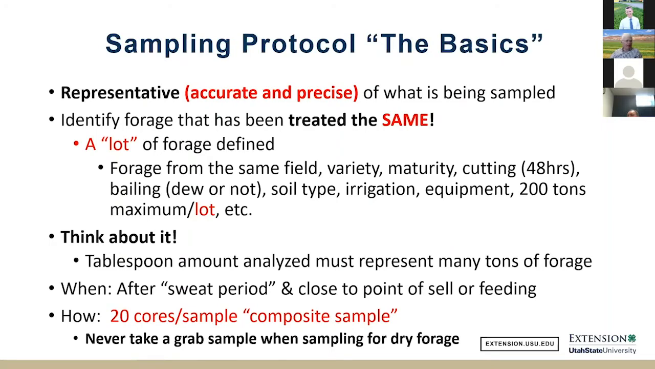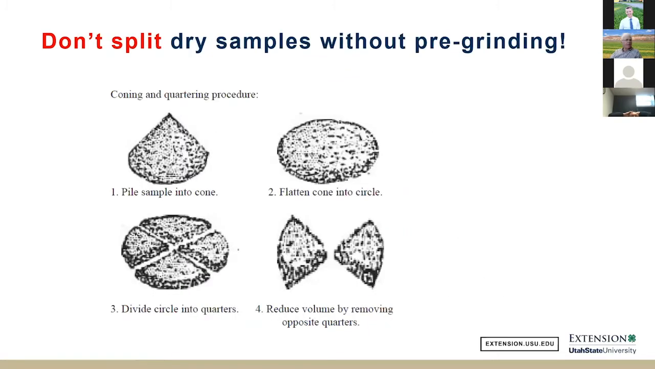In the case of baled hay samples, you want to take 20 cores per sample. Those 20 cores become a composite sample. Grab samples are unacceptable when sampling dry forage of any type, especially alfalfa hay. As you grab a sample in your hand, the leaves and the stems are always dry and shattered and separate. And if you lose the leaves and the fines out of the grab sample as you're taking it, you'll immediately have a biased sample. So you want to use a good soil sampler. I'll address that in a minute.